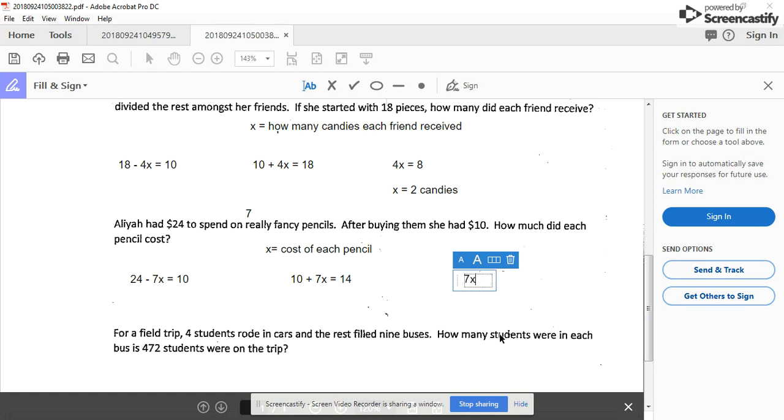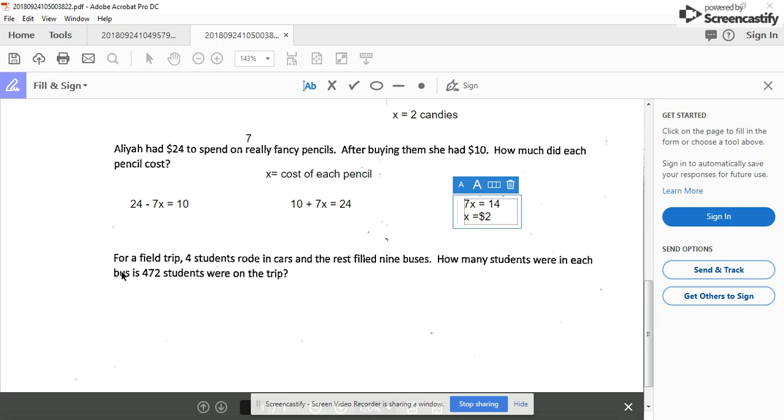Subtracting 10 gets us 7x equals 14. This is supposed to be 24. All right. So 7x equals 14, so x equals $2. Those are very expensive pencils. I guess they are very, very fancy.